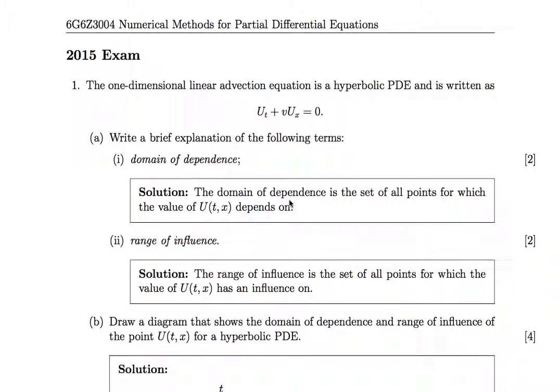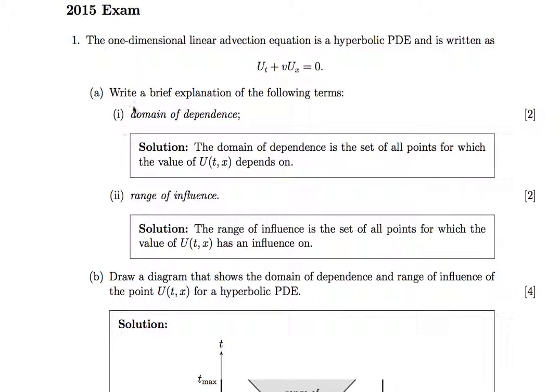I'll be talking through the solutions to question 1 from the 2015 exam for the unit numerical methods for partial differential equations. So the first question is all about hyperbolic PDEs and their solutions. For question 1a, you're asked to write a brief explanation of domain of dependence and range of influence.